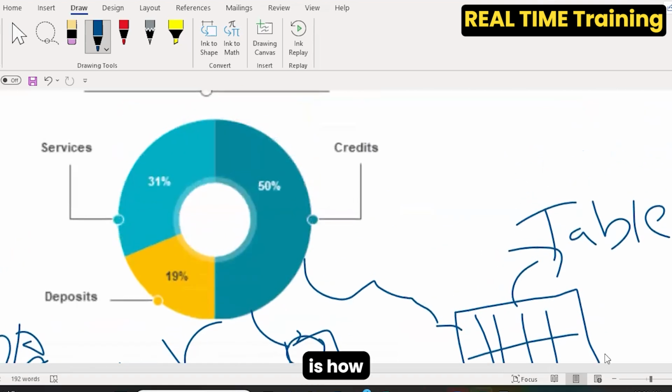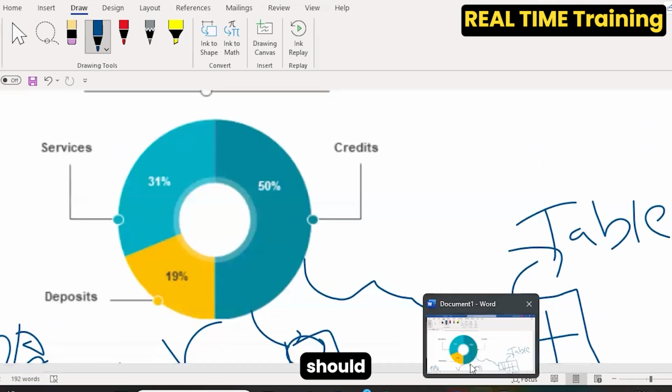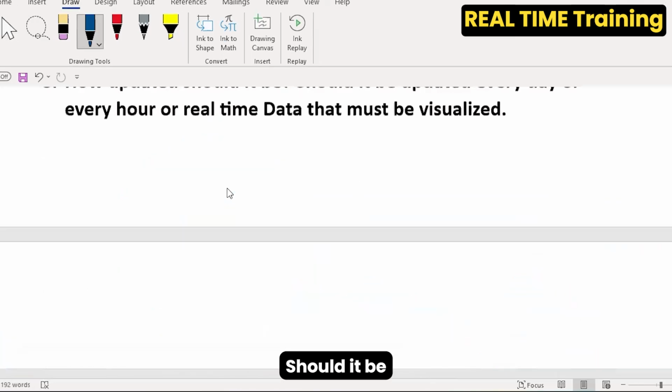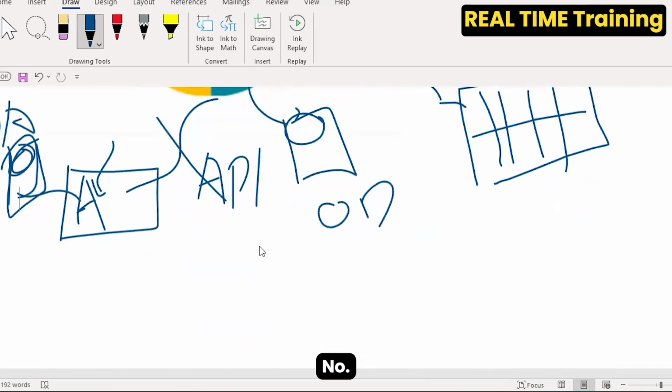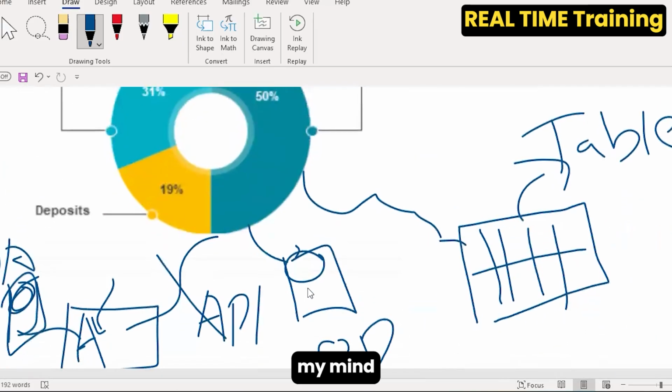So the question is, how updated should this visualization be? Should it be every day, every hour, or real-time data? Any questions? No. Okay. Now, what other question is coming to my mind if I see this?